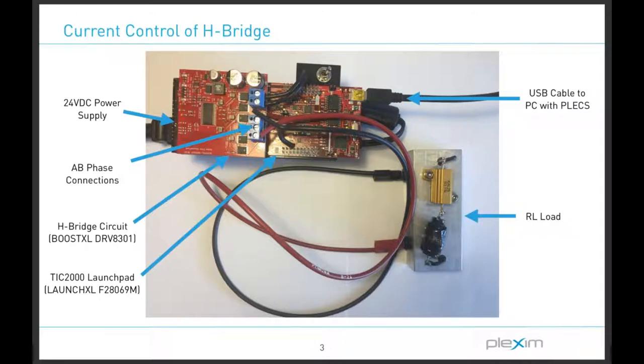So here is an overview of my hardware. We have here a 24 volt DC power supply. Mounted on top of this, we have a TI C2000 launch pad. This is that red board underneath this board, which is the TI Boost XL booster pack board. This booster pack directly interfaces to the launch pad and then directs flow of the current to an RL load via high side and low side switch connections. The launch pad itself is directly connected to my computer over a USB cable for communicating to and from the microprocessor.